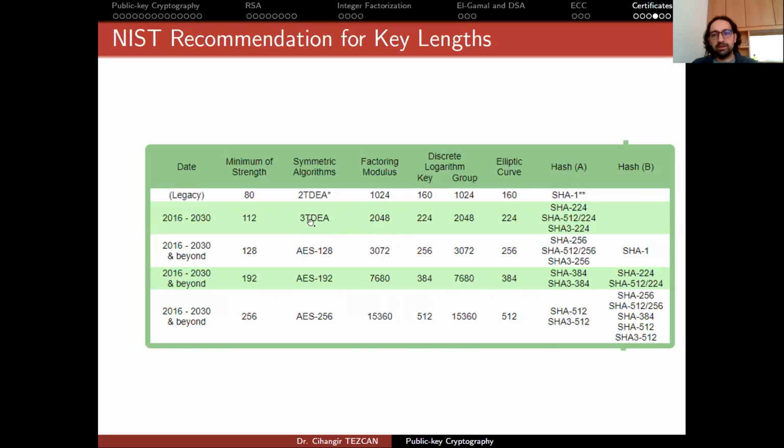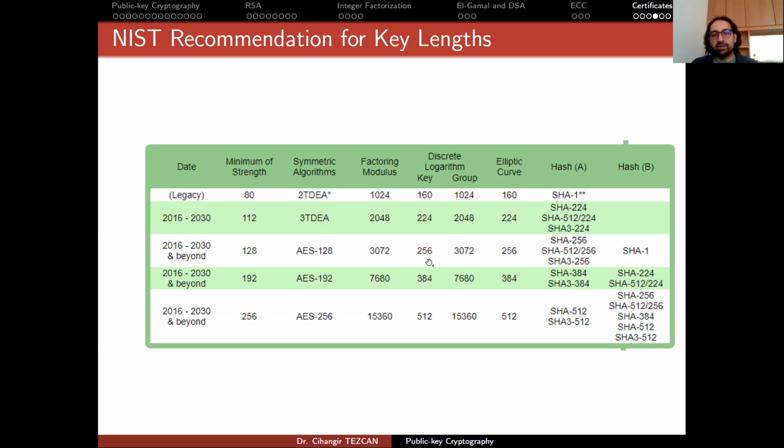We said that triple DES is okay here, but as far as I know, recently NIST, even though they said that 112-bit security is okay, removed triple DES from their recommended list of algorithms. So currently they only suggest the use of AES. And NIST also says that probably until 2030 and beyond, 128-bit security would be enough. So you can use AES-128, and your RSA factoring modulus should be at least 3072 bits.